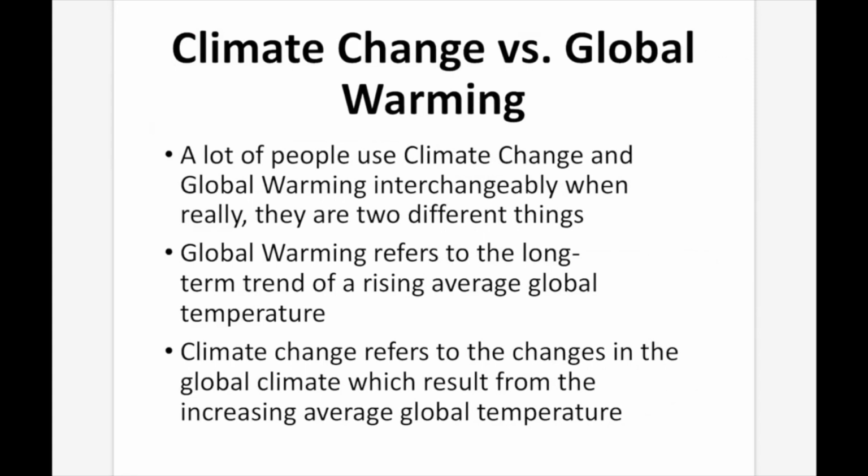Climate change versus global warming. A lot of people use climate change and global warming interchangeably when really they're two different things. Global warming refers to the long-term trend of a rising average global temperature, and climate change refers to the changes in global climate which result from the increasing global temperature. So global warming, as the name would suggest, refers to the actual warming of the planet, the planet getting warmer, and then climate change is a result of the global warming. So as the Earth warms up, our climate changes as a result.